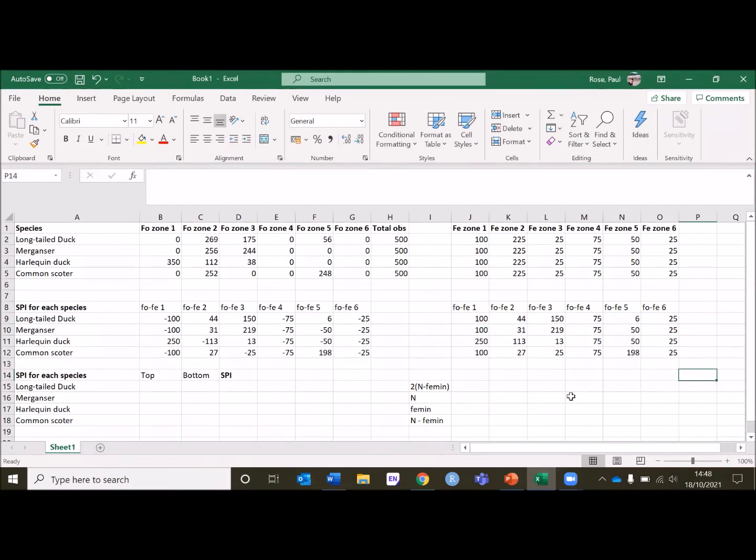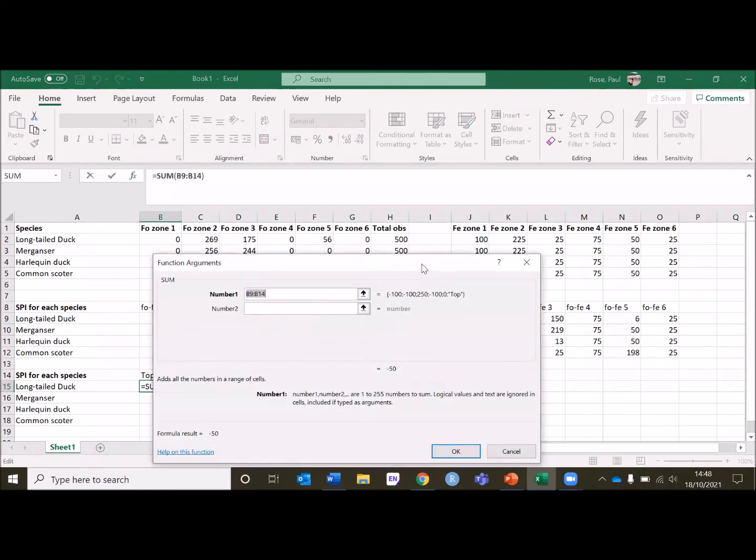These are my expected minus observed data. So I have simply copied this table here, but I've now made sure that all numbers are positive. And we can now begin to put together the top line of the formula. And this would simply be the sum of our observed minus expected across all zones.